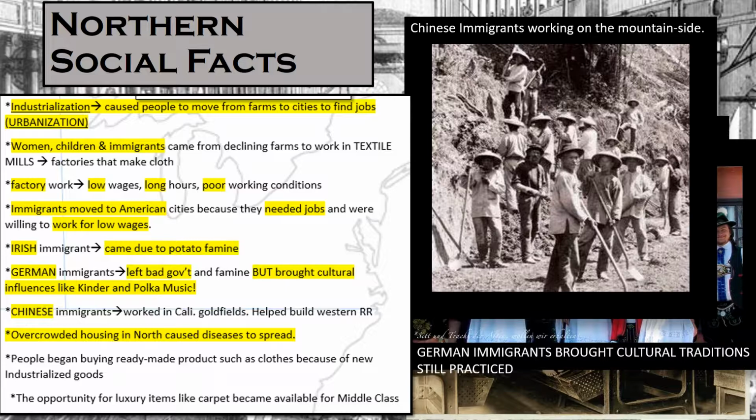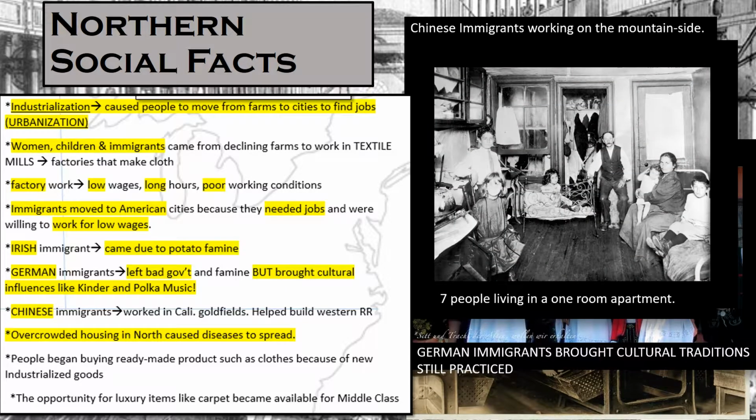But because cities were starting to get so crowded, disease started to spread. So you can see here that you have 7 people living in a one-room apartment. Very, very crowded. Housing was minimal. As an immigrant, you usually came to America with little to no money, and you were willing to take any job and live anywhere just as long as you had a roof over your head. And so as long as you could make a little bit of money to feed your family, you would live just about anywhere. And families had to live together because, well, it was so crowded.